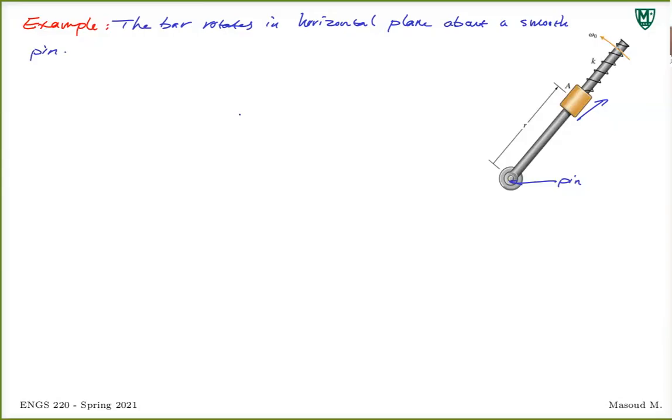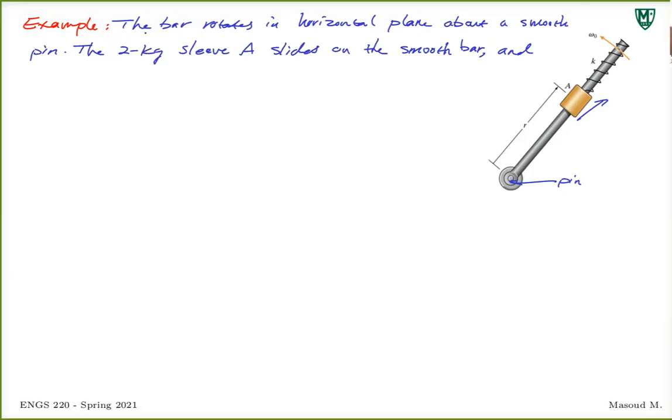We have 2 kilograms. They refer to it as a sleeve here, so let me follow that. The 2 kilogram sleeve at A slides on this bar, on the smooth bar again. So no friction between the sleeve and the bar. And the mass of the bar is negligible. You can ignore the mass of the bar.